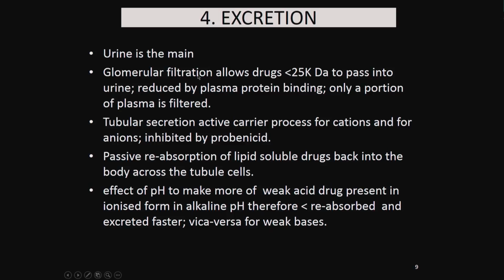The GFR, glomerular filtration, removes all drugs below 25,000, and as you know, most of our drugs have a molecular weight of 500 Dalton or less. So chances are drugs can nicely get excreted through urine. It is reduced by plasma protein binding, as only a portion of plasma is filtered. Tubular secretion uses active carrier processes for cations and for anions, and is inhibited by probenecid.